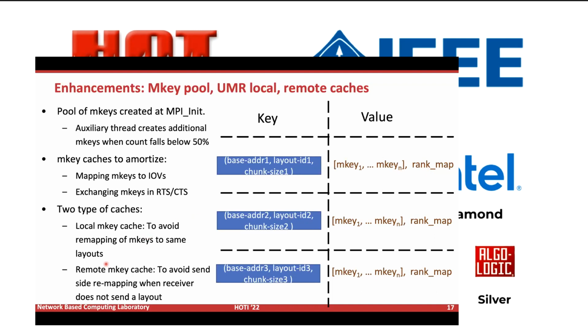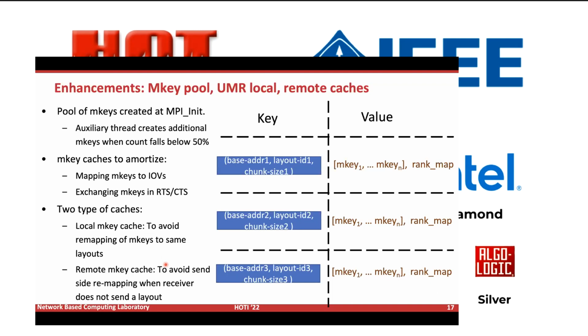And the second type of cache that we have is the remote M key cache. The remote M key cache resides on the sender side. This cache is used by the sender when the receiver does not send the remote M keys, because the receiver knows that the sender already has cached this layout. So the structure of the cache is as follows.